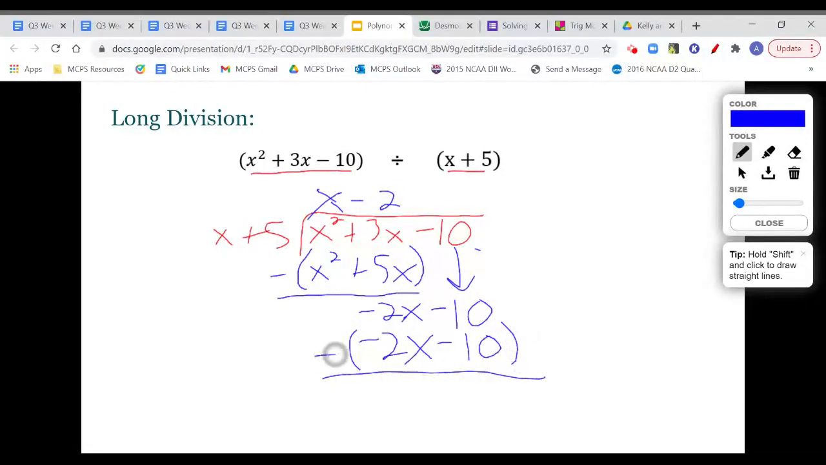Negative 2x minus negative 2x is 0, and negative 10 minus negative 10 is also 0, because minus a negative is the same thing as adding. So if you want to do that and it helps you to write the operations like that, you can do that as well. But since we found 0 down here, that is my remainder. So if I don't have a remainder, my problem is over. I don't have to worry about writing the remainder, and my solution is x minus 2.